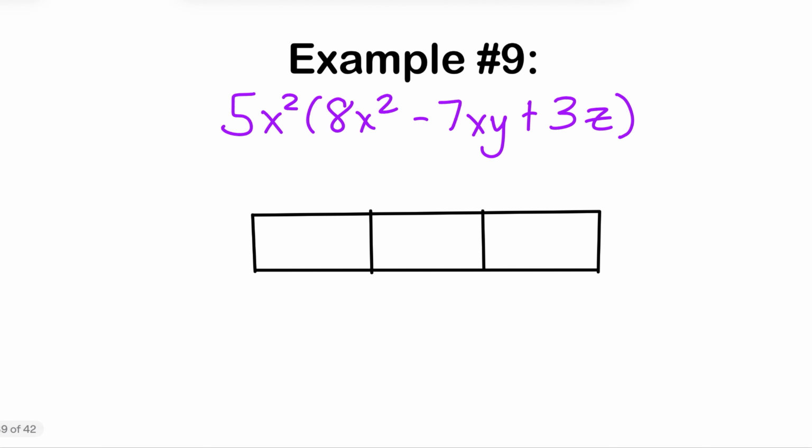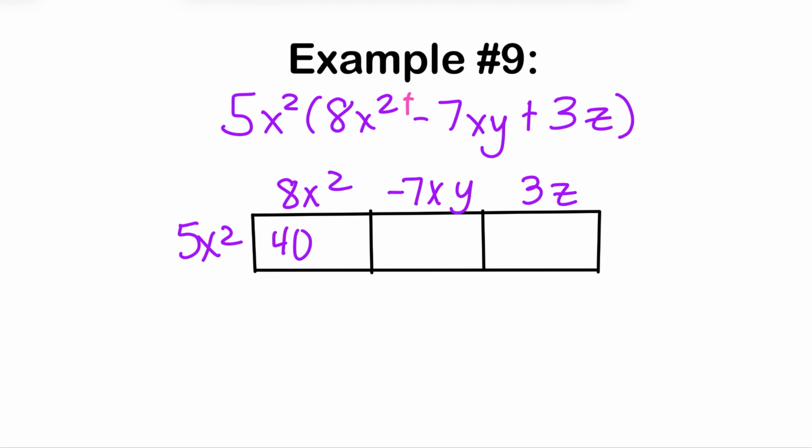In this next example, we have more variables. We'll put the 5x squared in front of the array, 8x squared above the first box, negative 7xy above the middle box, and 3z above the last box. Now let's multiply. 5 times 8 gives us 40.